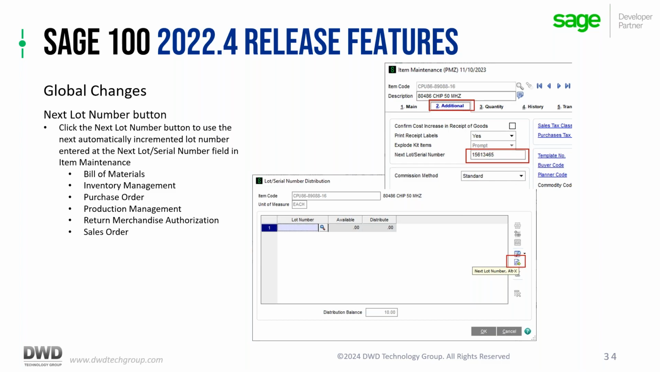Global changes, next lot number button, right? So some people, when you're distributing, like if you are receiving something in, let's say, and you want your own lot number, you can actually just say next lot number and it will assign one to it, right?